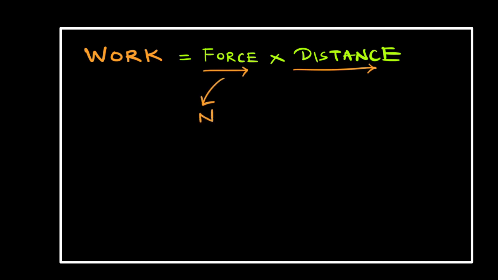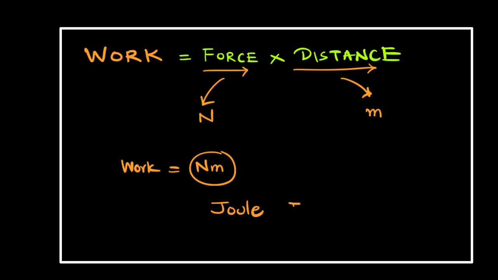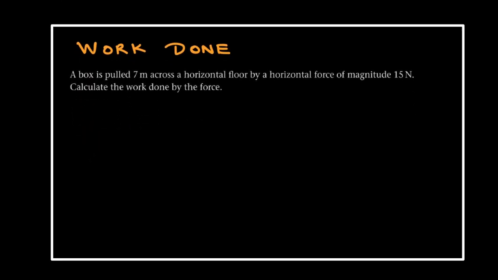Unit of force is Newton. Unit of distance is meter. Therefore, unit of work is Newton meter. But instead of Newton meter, we write the unit joule. So that is the unit of work done. Now let's calculate work in different scenarios.